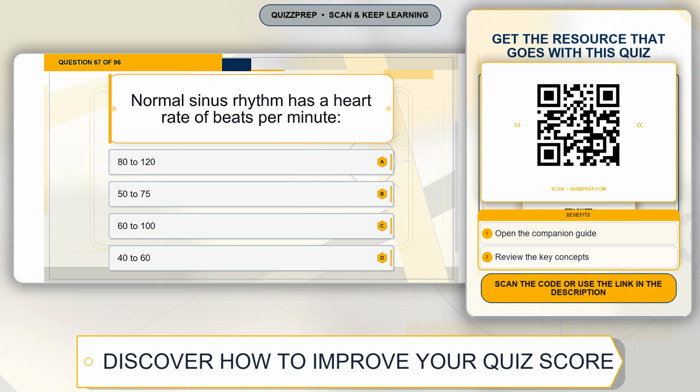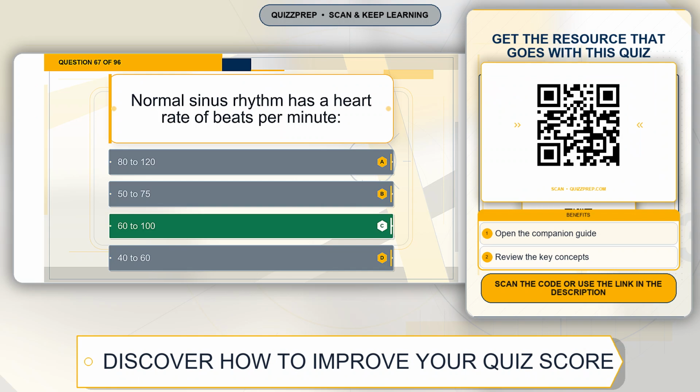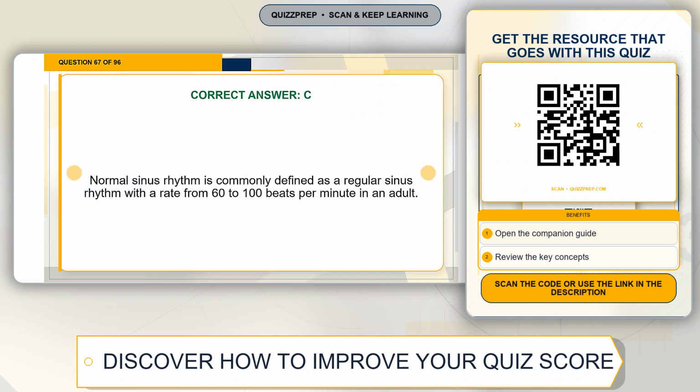Question 67. Normal sinus rhythm has a heart rate of beats per minute. Option A, 80 to 120. Option B, 50 to 75. Option C, 60 to 100. Option D, 40 to 60. The correct answer is option C, 60 to 100. Explanation. Normal sinus rhythm is commonly defined as a regular sinus rhythm with a rate from 60 to 100 beats per minute in an adult.